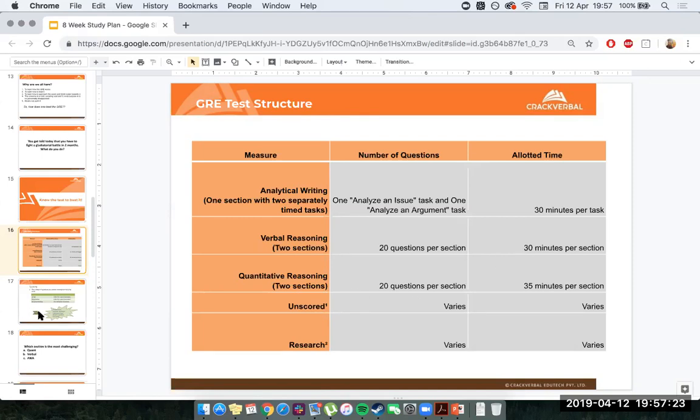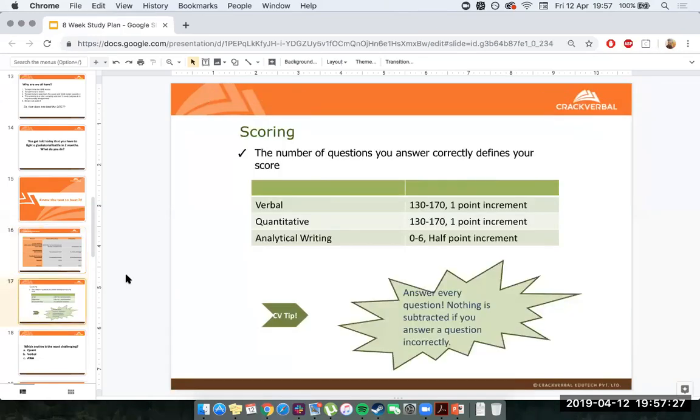So 1 AWA, 1 essay section with 2 essays, and then you could have 3 verbals and 2 quants, or 3 quants and 2 verbals. Now in the verbal and quant sections, your score is a score that will range from 130 to 170, and you will get a whole number score. So it can be like 134, or it can be like 163, it can be like 155, right? But it can't be 155.5, right? So it's always going to be a whole number.